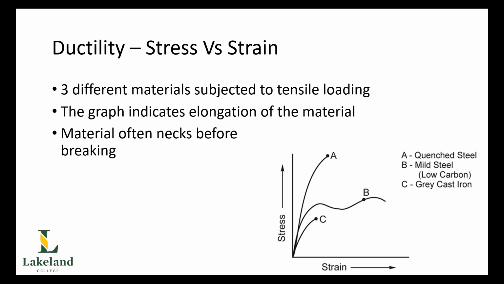However, the quench steel will withstand a high degree of stress, more so than our material C, the grey cast iron, or material B, our low carbon steel. And again, we identified stress earlier as basically the resistance of the material to a load. And this is our idea of stress. Now, of course, if we strain the materials far enough, they will, of course, break.